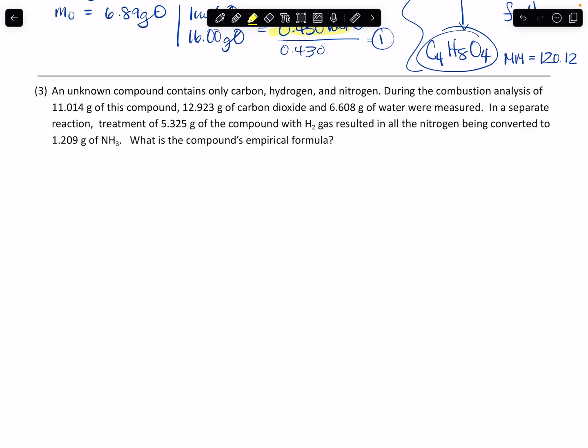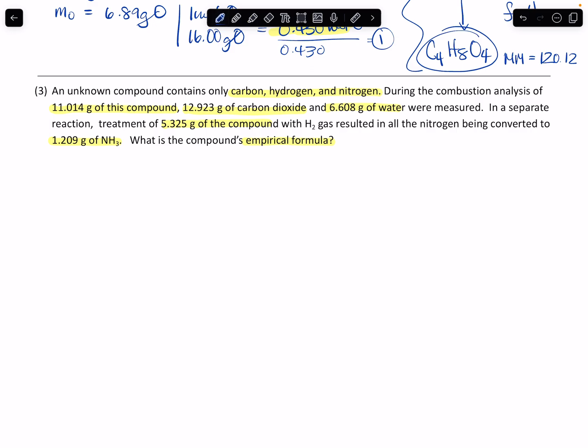So an unknown compound contains only carbon, hydrogen, and nitrogen. During the combustion analysis of 11.04 grams of this compound, 12.923 grams of CO2 and 6.608 grams of water were measured. In a separate reaction, treatment of 5.32 grams of the compound with H2 gas resulted in all of the nitrogen being converted to 1.209 grams of NH3. What is the empirical formula?